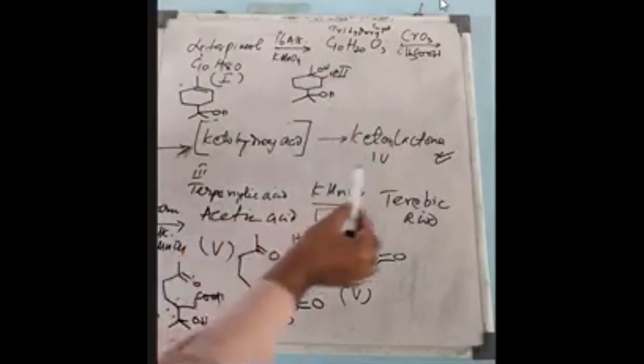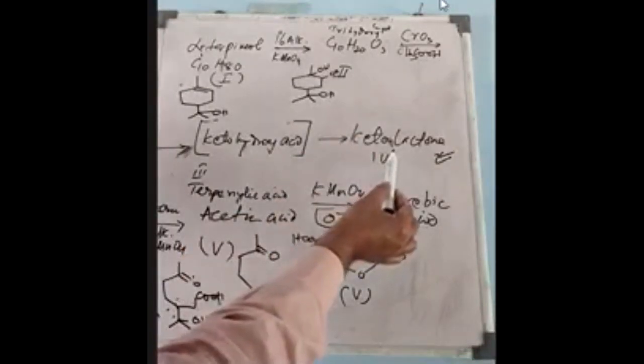Now here, you see, I have to consider something. Since four is formed from two, four is formed from two.